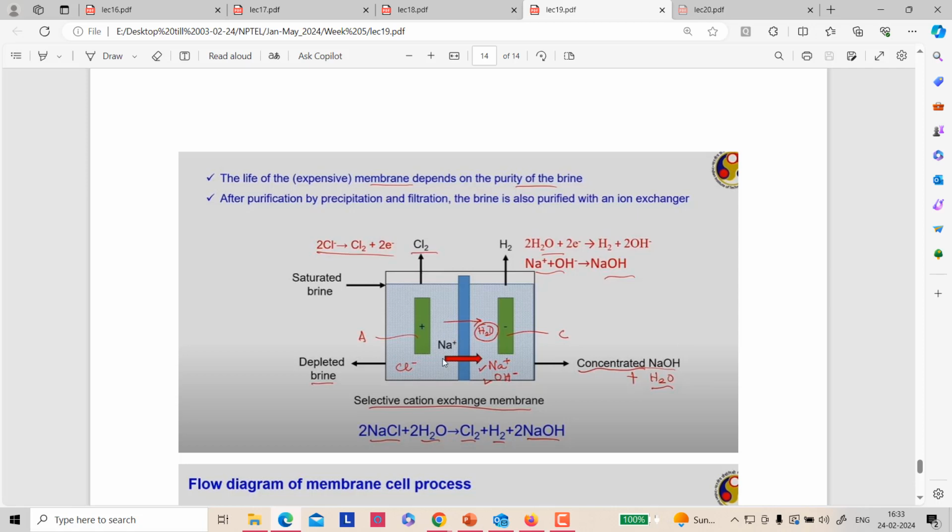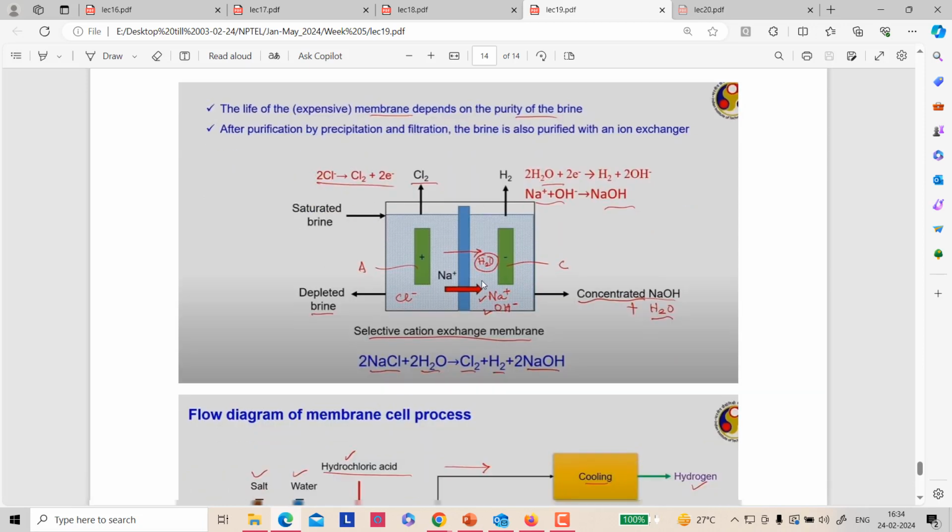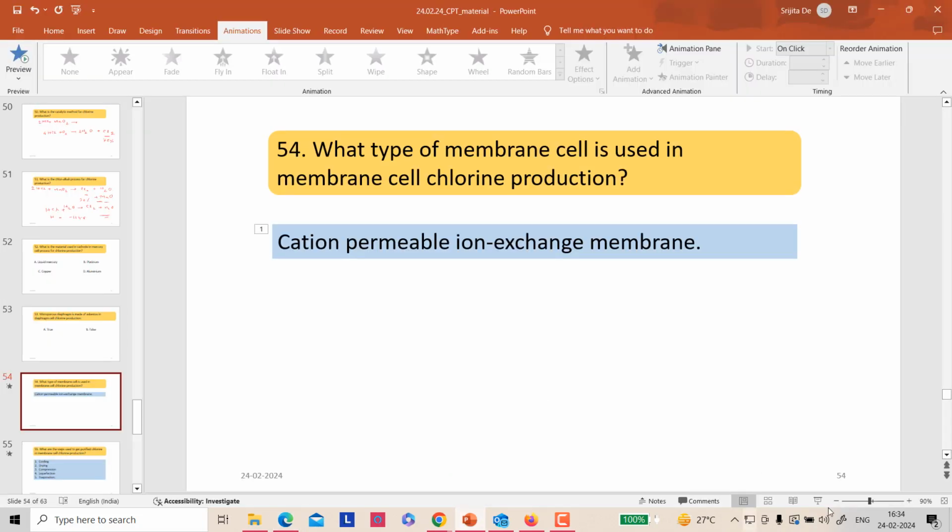H plus also comes in this region and can produce NaOH with water. Also the Na plus ion present on this side of the chamber passes through the cation exchange membrane and produces NaOH in this portion of the chamber. So only the positive ions can move from here to here, not the negative charged ions. So this is the difference of membrane cell Cl2 production from the other two. Okay.